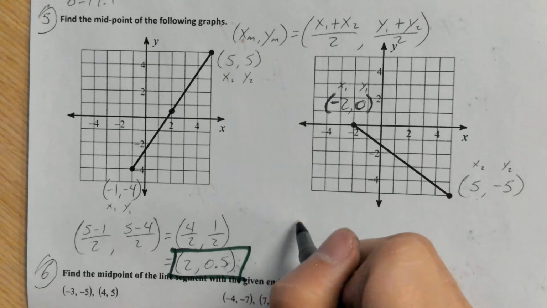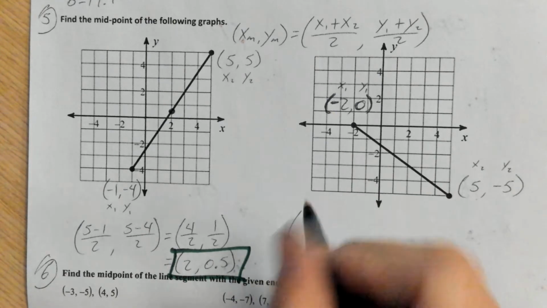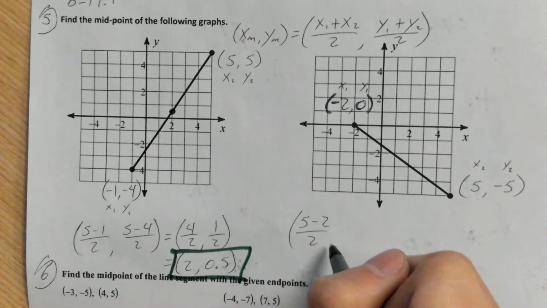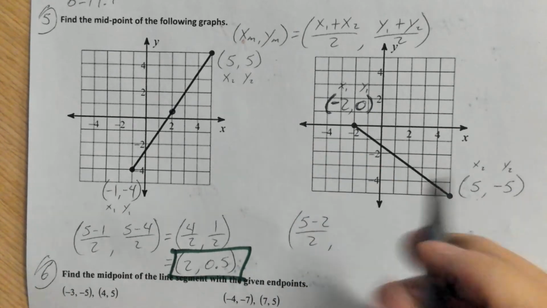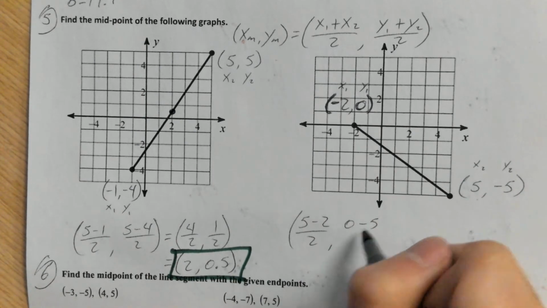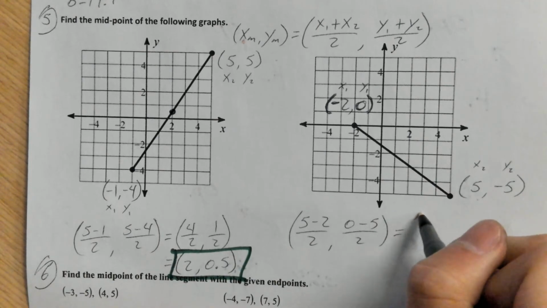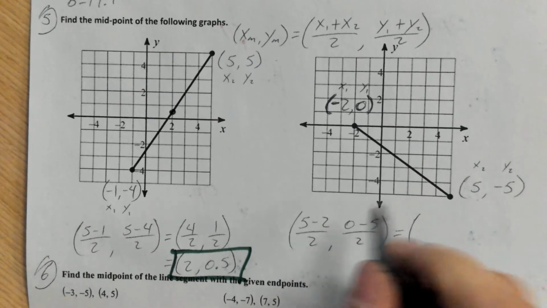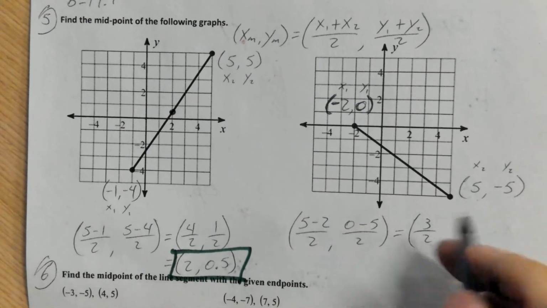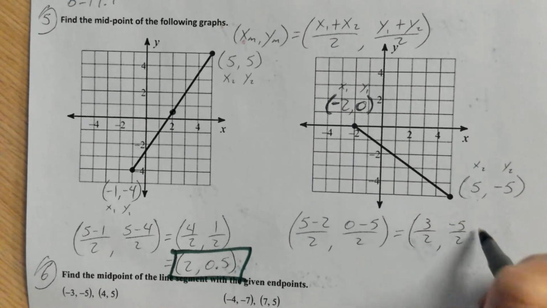Perfect. Can put everything into the equation now. Remember the x's go together, so the -2 and the 5 go together. I like to put the positive first and then the negative. Divided by 2, comma, and then 0 and -5. Because they are the y's, and they go together, divided by 2. So let's see what we get from here. So from the first, it's 5 minus 2, that's going to give me 3, divided by 2. Comma, 0 minus 5, well, that's just -5, divided by 2.